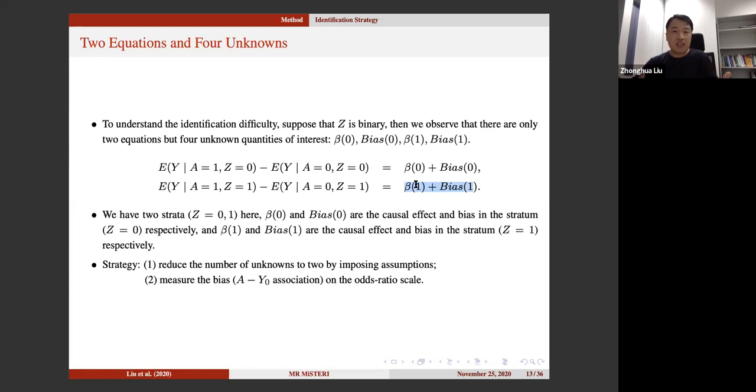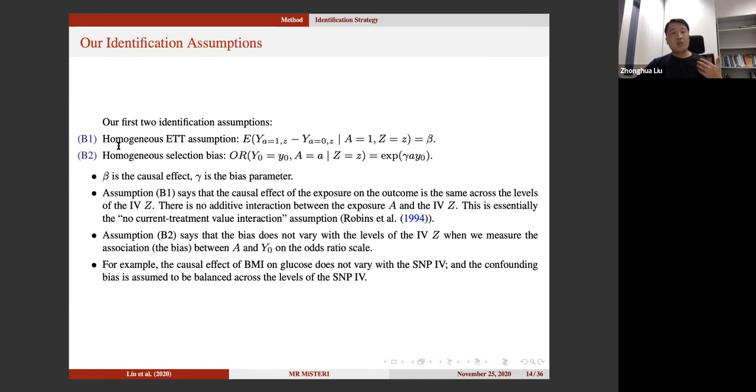So how to proceed? Here is our key strategy. By imposing assumptions, we can reduce the number of unknowns. We have 4 unknowns, and we want to reduce them to 2 by imposing assumptions, the so-called homogeneity assumptions, to be introduced next. And we will measure the bias, which captures the A and Y0 association, on the odds ratio scale. We have to do this on the odds ratio scale. If the bias is on the additive scale and the causal effect is also on the additive scale, we cannot tease them apart.